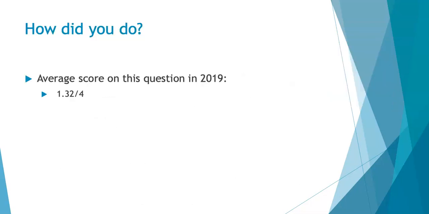How did you do? The average score on this question in 2019 was 1.32 out of 4 points. So most students answered 1 or 2 of the parts of the question. Some answered 3. It was hard to get all 4 points. Very doable, but if you know your chemistry well, you might have gotten 3 points. You're doing very well if you got 3 or 4 points on this question.